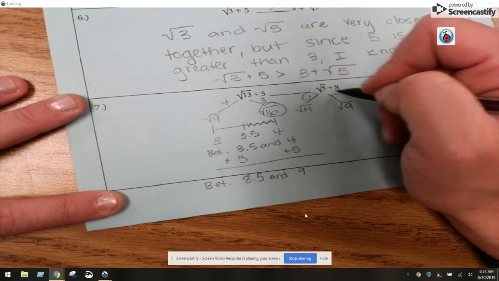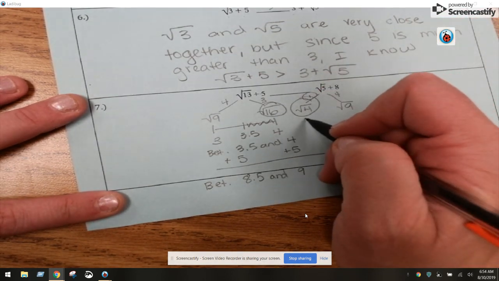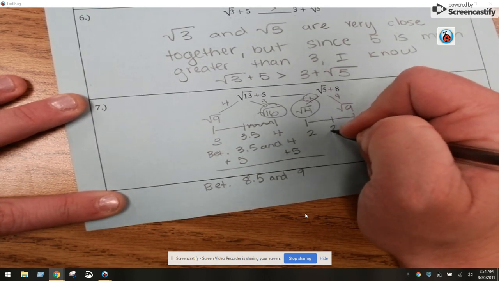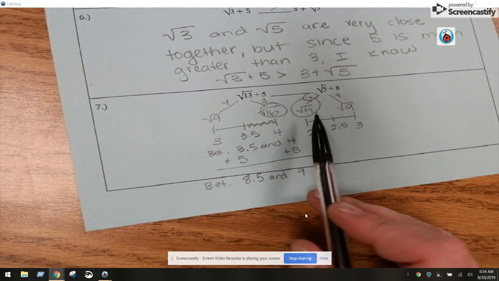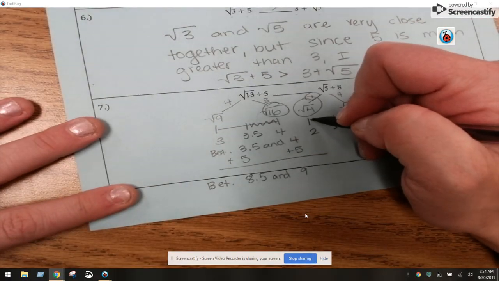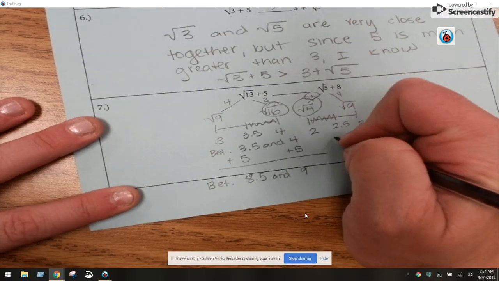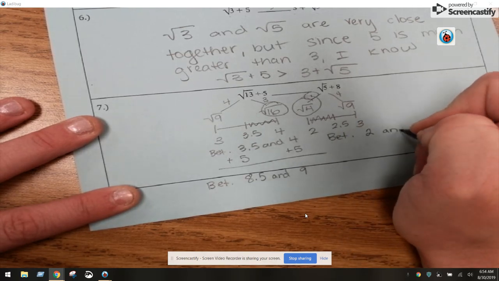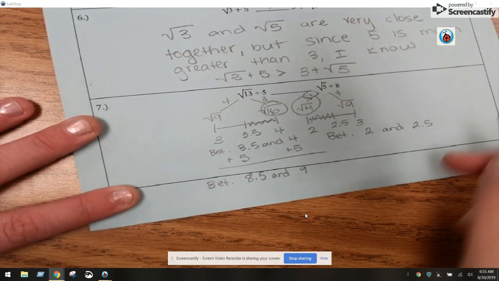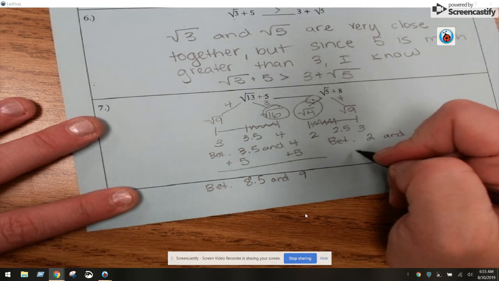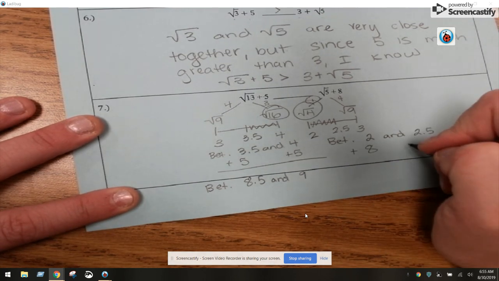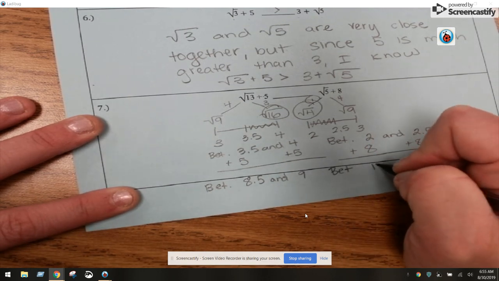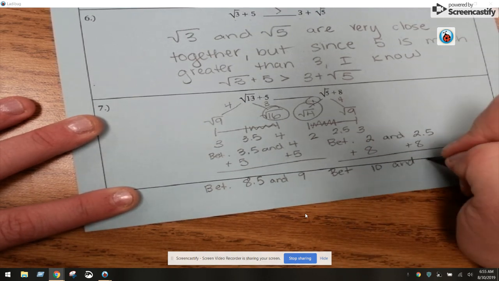Let's see, it's 4 away, so it's going to be closer over here. So it's going to be between 2 and 3, but more specifically, since it's closer to square root of 4, it's going to be between 2 and 2.5. So I have the sides between 2 and 2.5. But I have to add the 8 in. So I'm going to add 8. And so my final answer is between 10 and 10.5.